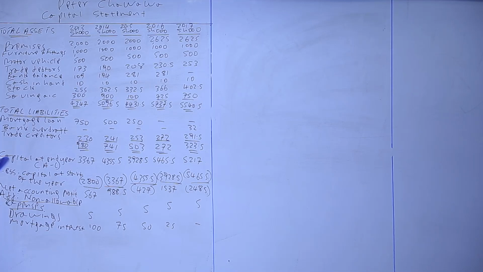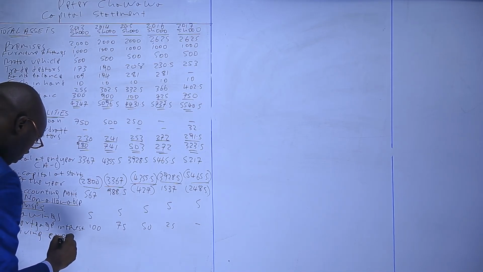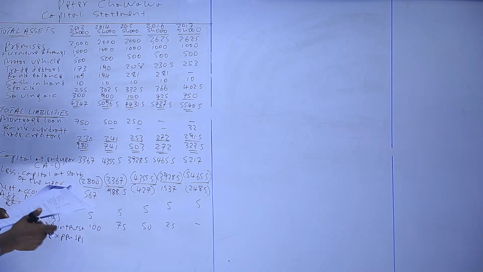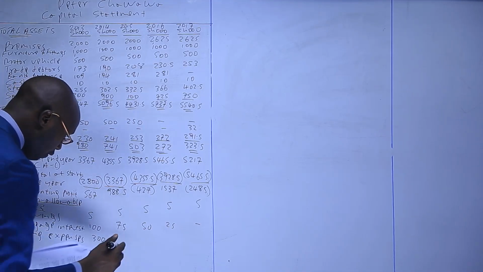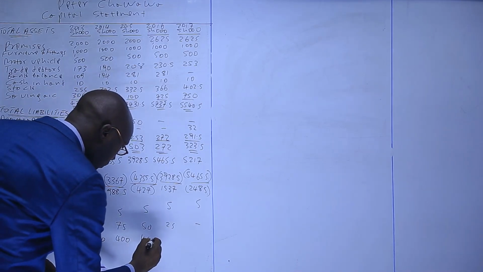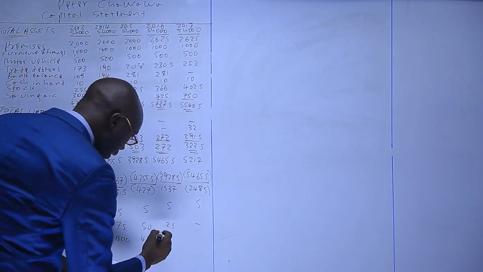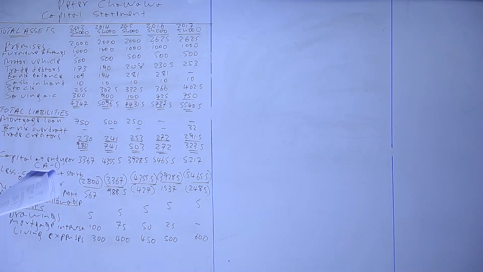That's an income, not an expense. Number 7, there is living expense. Living expense are not allowable: 300, 400, 450, 500, and 600. And wear and tear, remember, is a capital allowance. So the unallowable ends there.